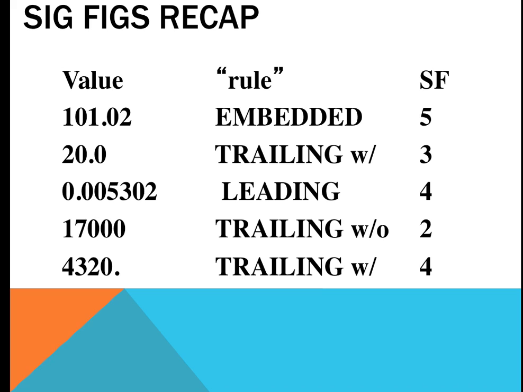The value 17,000, we see trailing zeros. We have no decimal, so we only have 2 significant figures, the 1 and the 7. In our last example, we have 4320, and we have that decimal place pointed there. That's telling us that 0 was our estimated digit. We just feel it's on the line and not before or after it. So that is 4 significant figures.